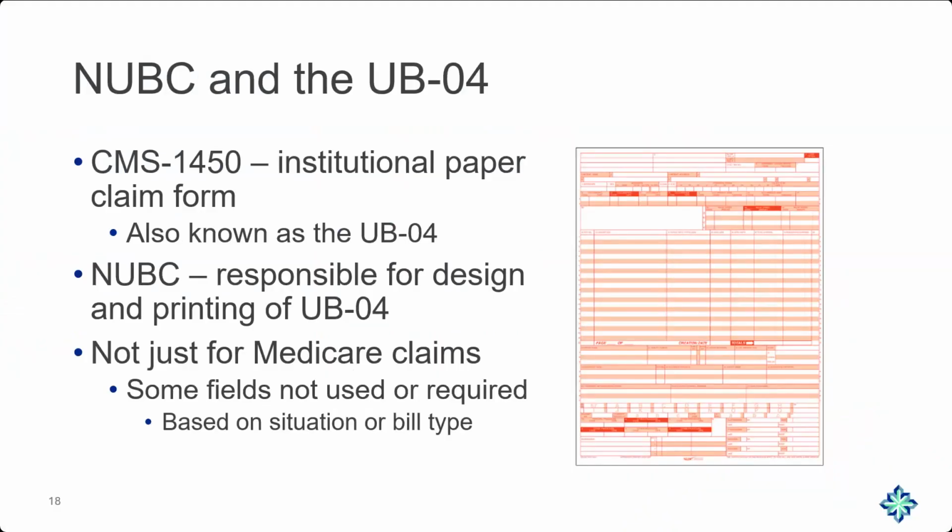So a little bit of background. The CMS 1450, which is also known as the UB-04, is a uniform institutional provider bill suitable for use in billing multiple payers. The National Uniform Billing Committee, the NUBC, is responsible for the design and the printing of the form. Because it serves many payers, not just Medicare, not all fields are used or required by Medicare. Some might only be necessary if the situation or the bill type, which equates to the facility type, requires it.